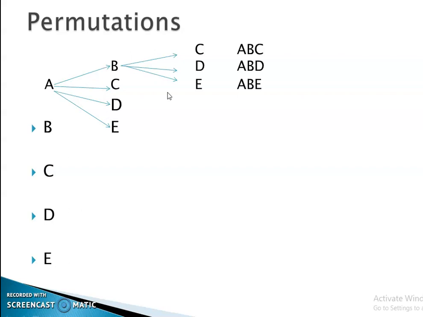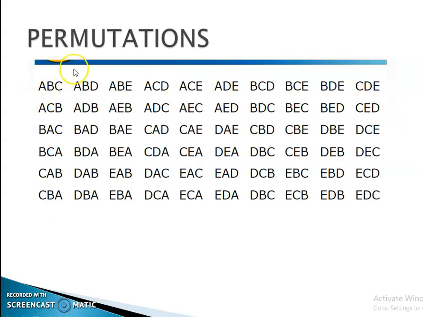The 60 permutations are in the next slide. These are the 60 permutations which can be made taking 3 at a time of the first 5 letters A, B, C, D, and E.